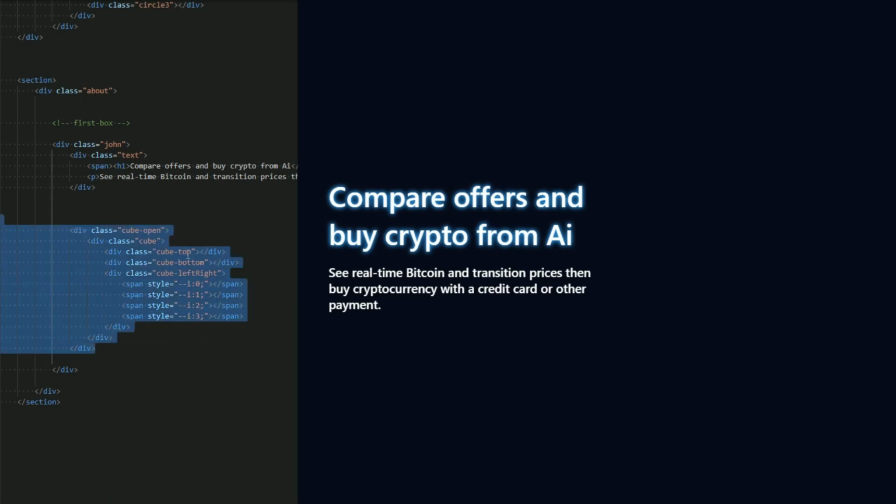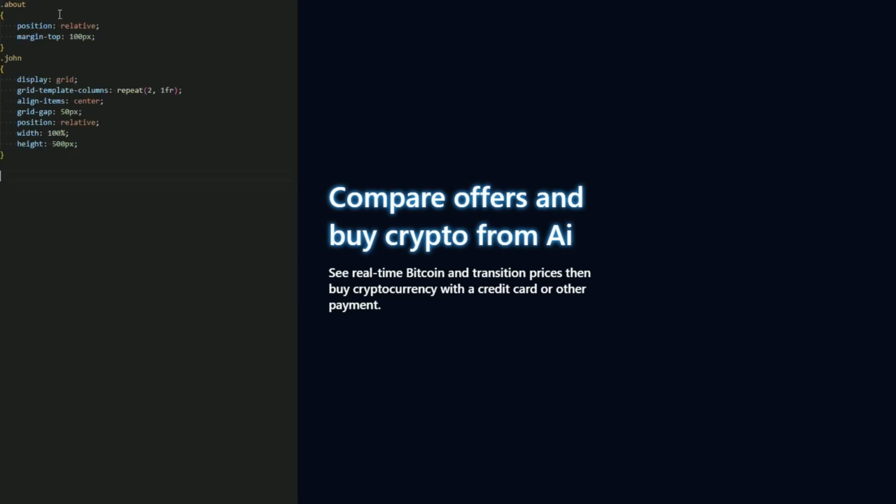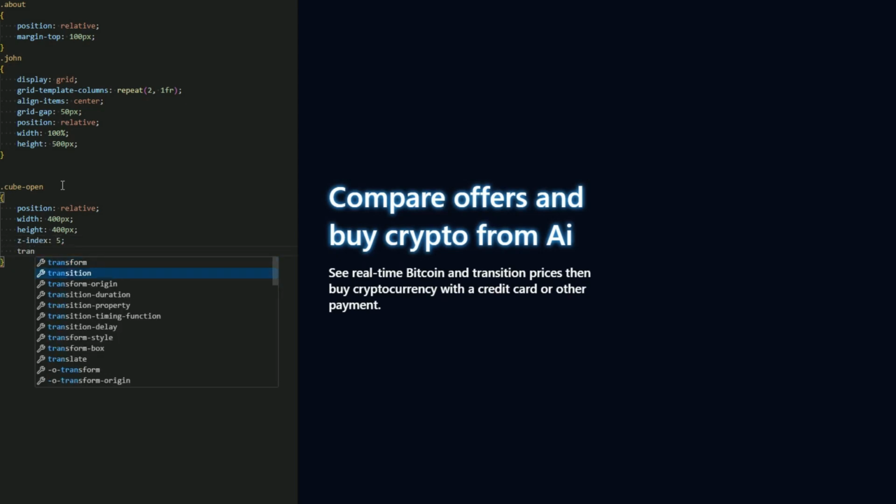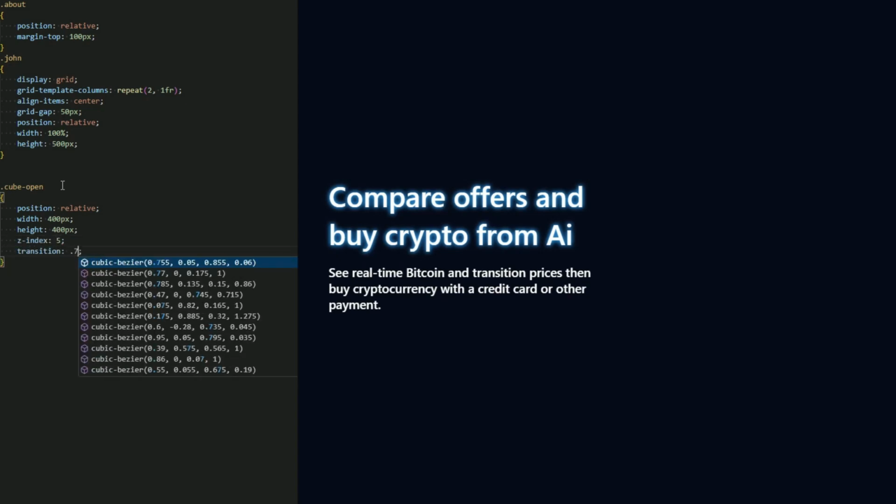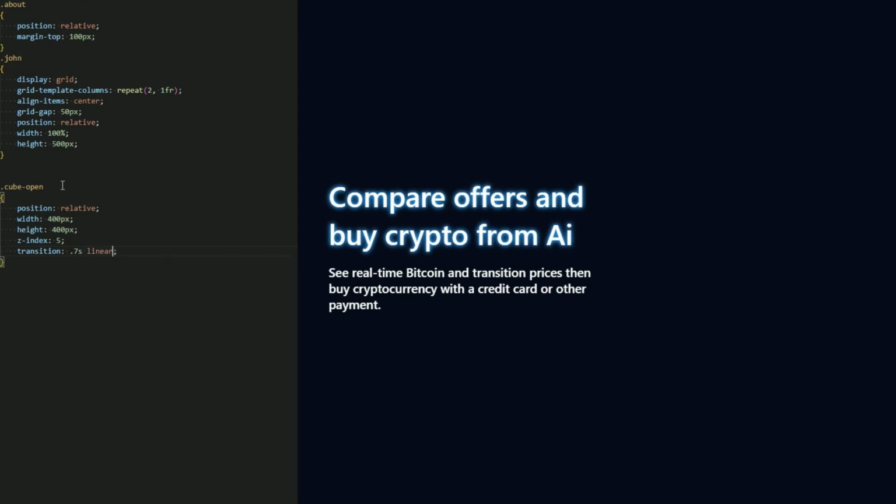Okay, now let's go to CSS to give width and height and background. I start with cube open, add position, width, height, z-index, and transition also. And margin 0 auto to make it center. Okay.